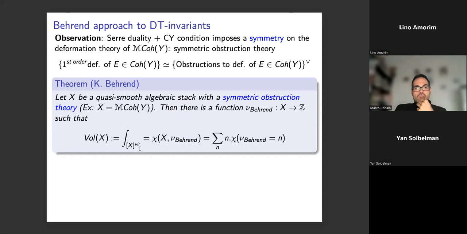So the idea is that we have these two ways of computing this volume. One using this virtual fundamental class that Behrend defines with Fantechi in the data paper, or using this function.